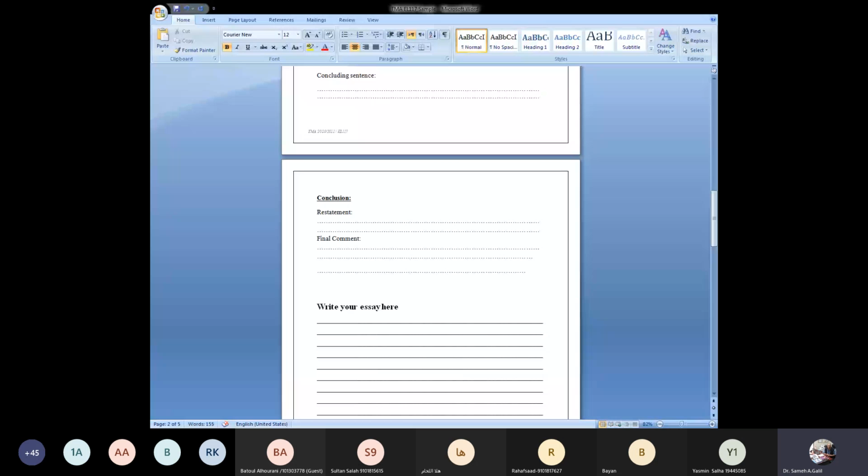What do I have in the conclusion? I have a restatement of the thesis statement. Sometimes I have a comment, sometimes I have a recommendation, right? So this is how people write essays, regardless of the type of essays that they are involved or engaged in, right?